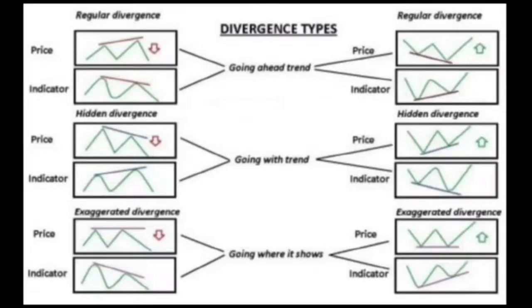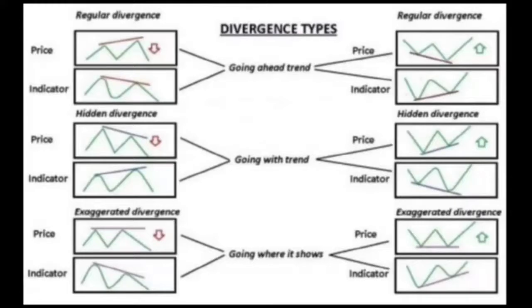And the difference between the divergence, regular divergence and hidden divergence, is a lot different. It's basically the flip-flop of the oscillator to the price, so that you would look at both, of course, but considering the patterns that it makes, it would be classified in different categories.